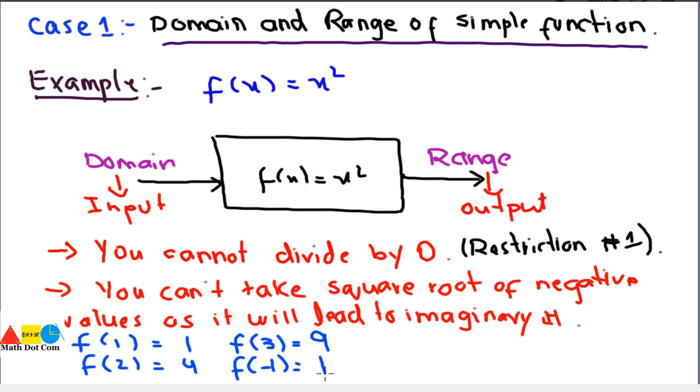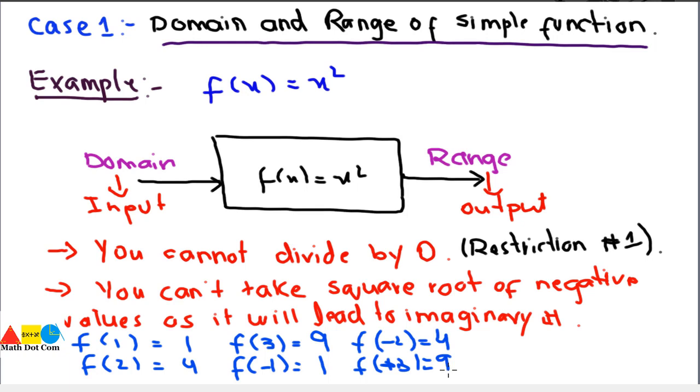It means that the given function is also converting negative values into positive values because of the square. Similarly, if I take f of minus 2, again I will get 4. If I take f of minus 3, I will get 9. This means that even for negative values of x, I will get positive values of y.